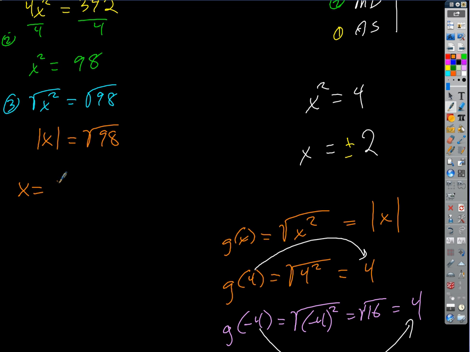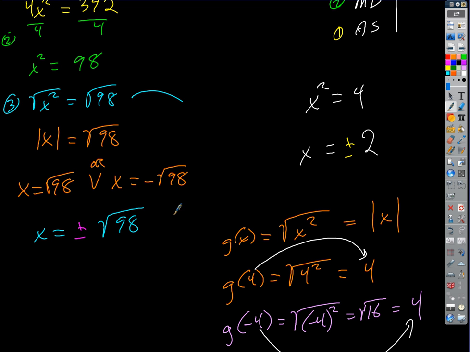So this gives us either x equals the square root of 98, or x equals negative the square root of 98, whatever that is, right? So then we could just say x equals plus or minus the square root of 98. Do you have to show that work every time? No, you can just skip down to there.